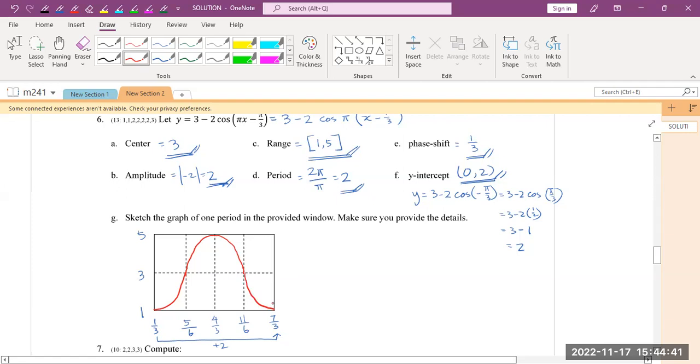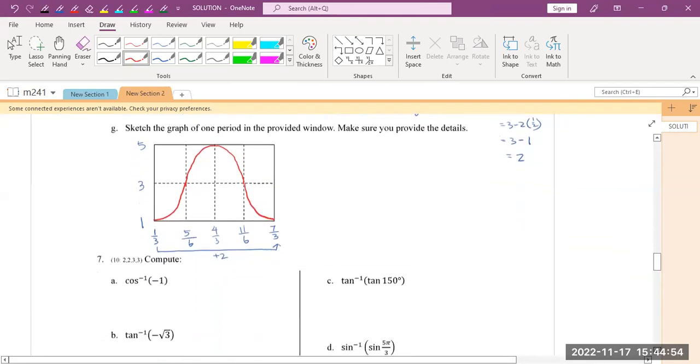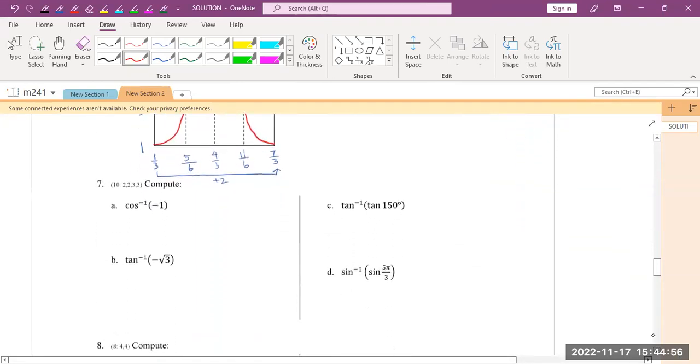Okay, so that's the graph of y equals 3 minus 2 cosine of pi x minus pi/3. Okay, that's for number 6. Let's take a look at number 7. This is on inverse trig function.